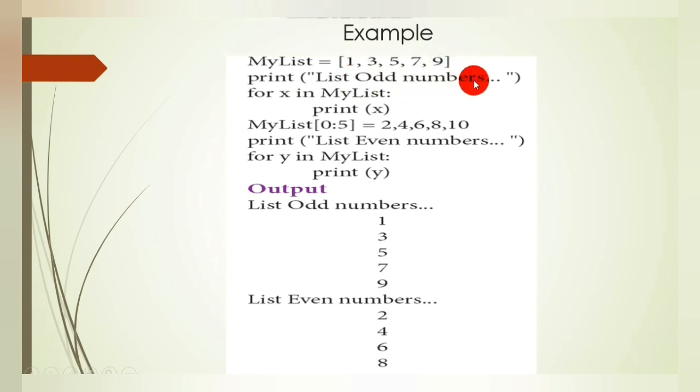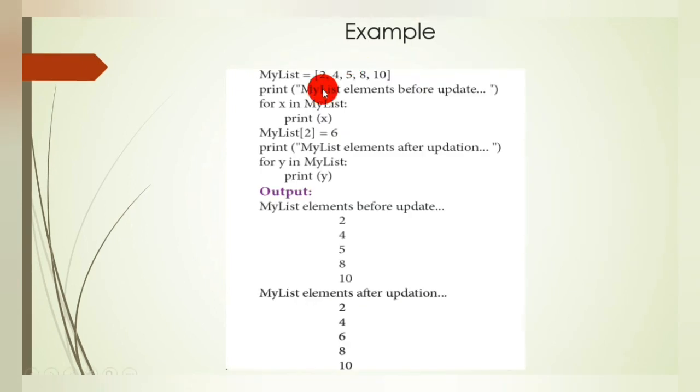So I just print the list elements before updating. Now you see the example of how to change the element present in the list. Here the list name is my list. The list elements are 2, 4, 5, 8, 10. First I print the elements before updating, before changing the elements. Now you can see in this, I just print the elements by using the for loop. For x in my list, print x.